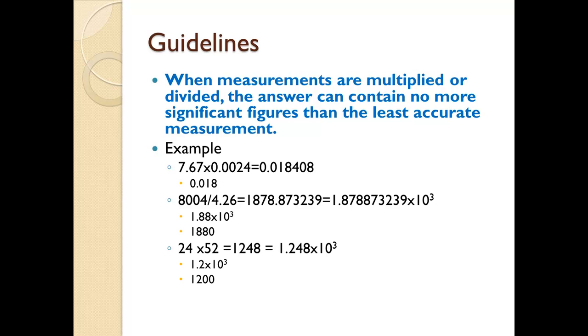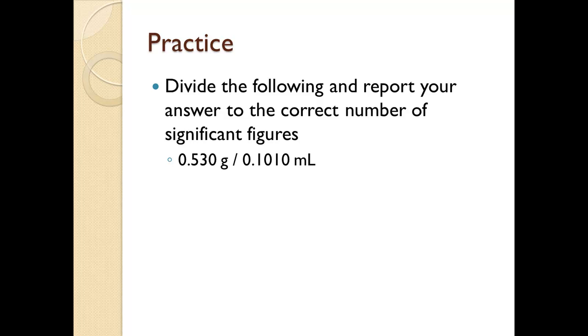The third number that I'm going to look at is the 4. It's less than 5, so I'm going to leave the 2 as is. So in scientific notation, I'm going to get 1.2 by 10 to the 3, and when I remove the scientific notation format, my answer is going to be 1200. And I can justify and say that there are at least two significant figures in that number.